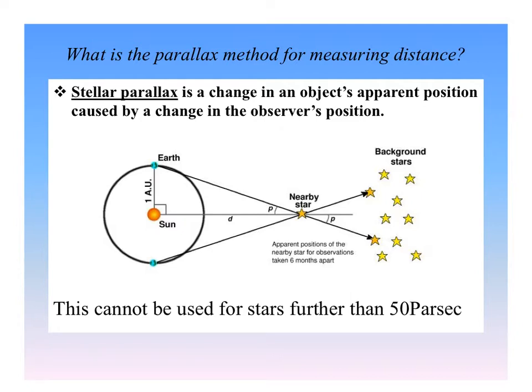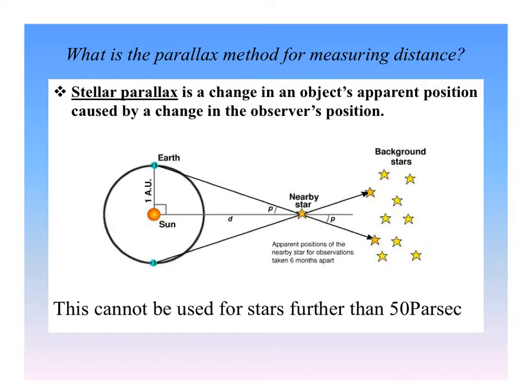So we can't use this for things that are really far away. We have to use other measures like indicator stars, like Cepheid variables, or type 1 supernova, where we know they have a constant brightness, so we can use those to measure distance. But for things that are close by within our galaxy and within our solar neighborhood, we can use parallax. And this allows us to study in depth close by stars that we couldn't do if they were further away.